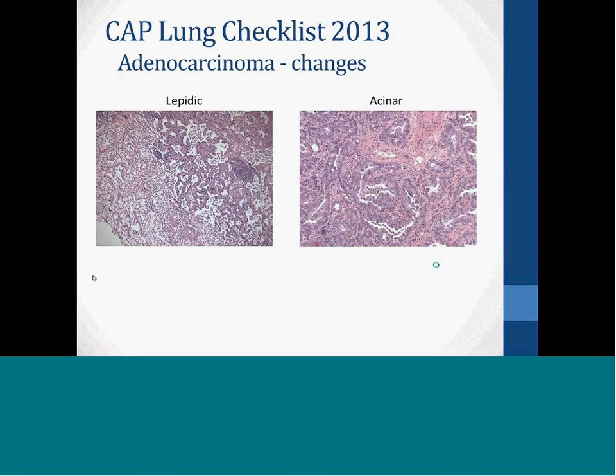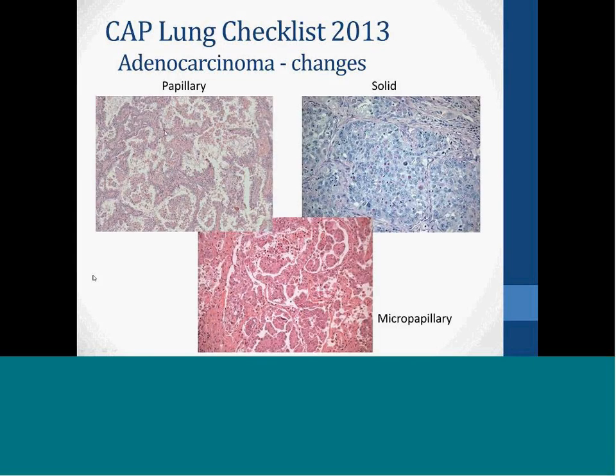Just some examples of these different patterns. We've seen previously lipidic is entirely alveolar septal surface growth, as we see here, and this is a non-mucinous lipidic adenocarcinoma. Acinar growth is characterized by these gland-like structures. Papillary pattern is characterized by the presence of these fibrovascular cores, which are lined on their external surfaces by neoplastic cells. And this is in contrast to the micropapillary pattern, where you get these tufts of cells which have a papillary-like appearance, but without the fibrovascular cores seen in the papillary adenocarcinomas.